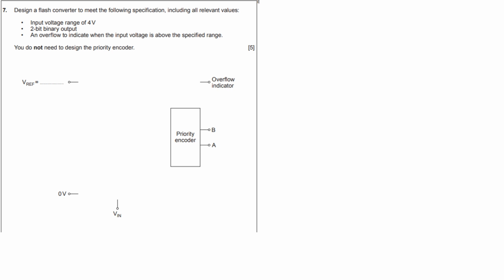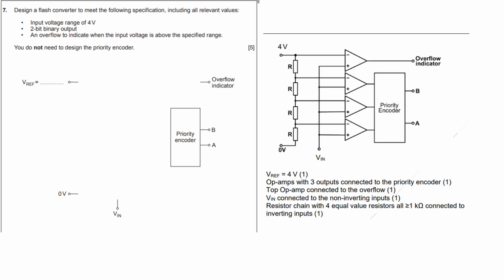Okay. I'm just going to show you the answer rather than me sketching it. There you go. So you can see you've got the 4 volts there. You've got the 4 resistors, and you're going into B in there. Okay, so that's 5 marks. You're not even calculating any values there. So 5 easy marks for that one.